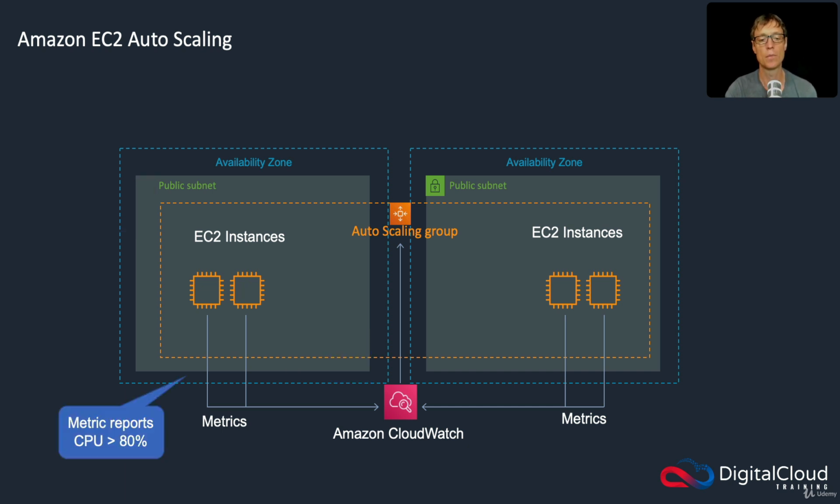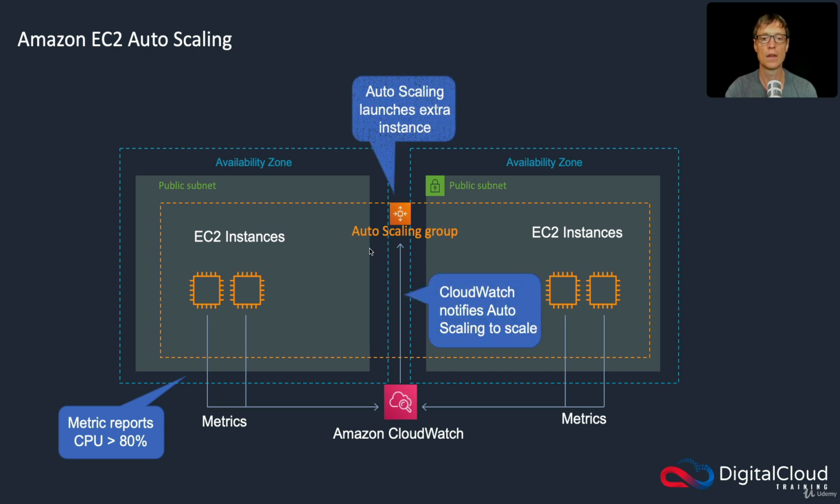In another example, a metric is being sent to CloudWatch. In this example, maybe it's the CPU that's being monitored, and you can say if your aggregate CPU usage across your EC2 instances exceeds 80%, then you know that you're reaching capacity. So the metric will notify CloudWatch of that status. CloudWatch will notify auto-scaling to scale, and auto-scaling will then launch a new instance. So that's how you can have resilience and elasticity.